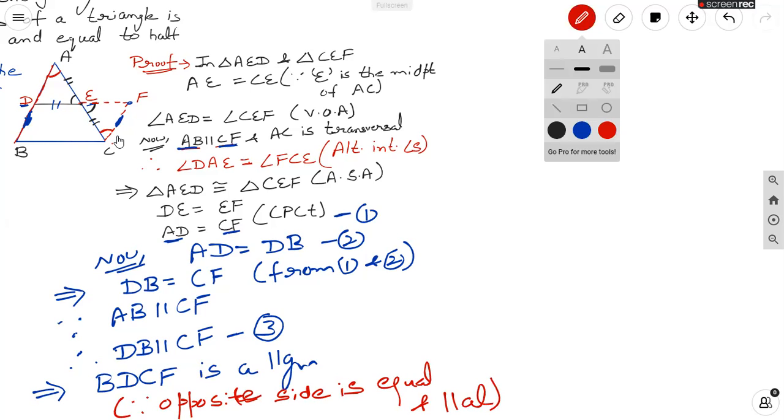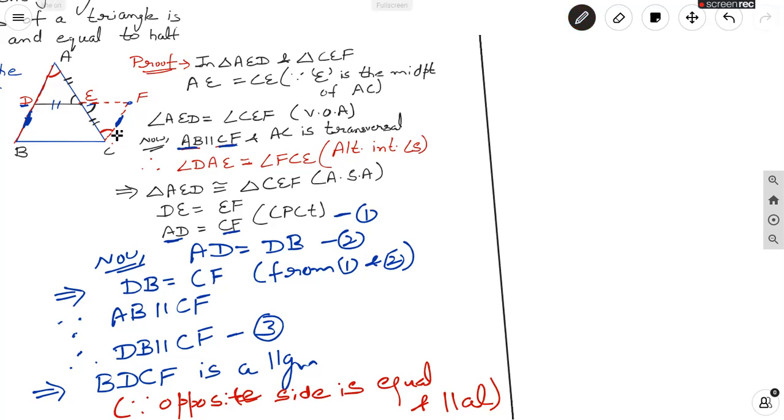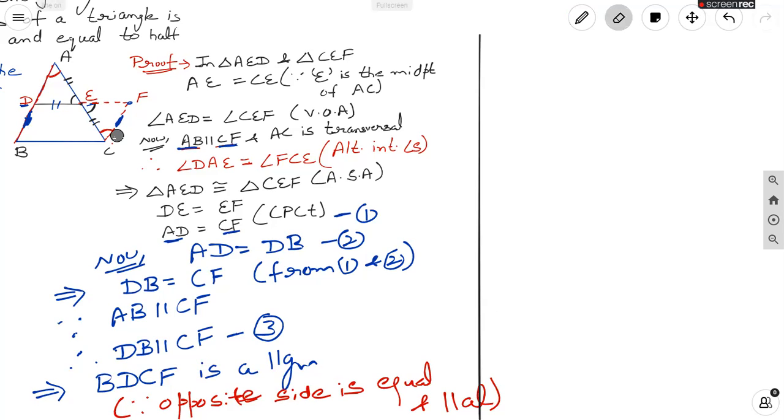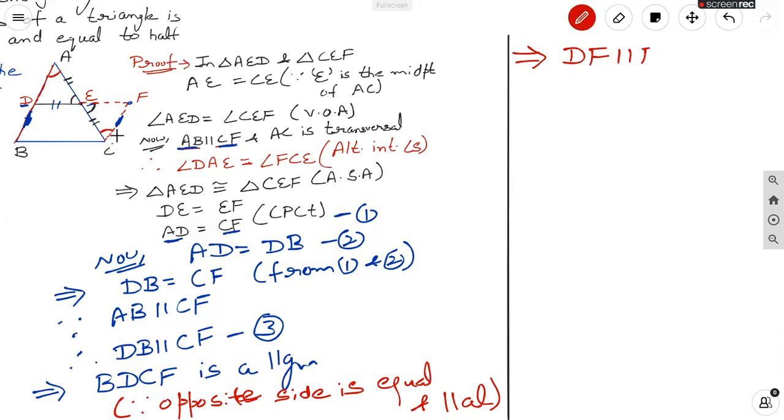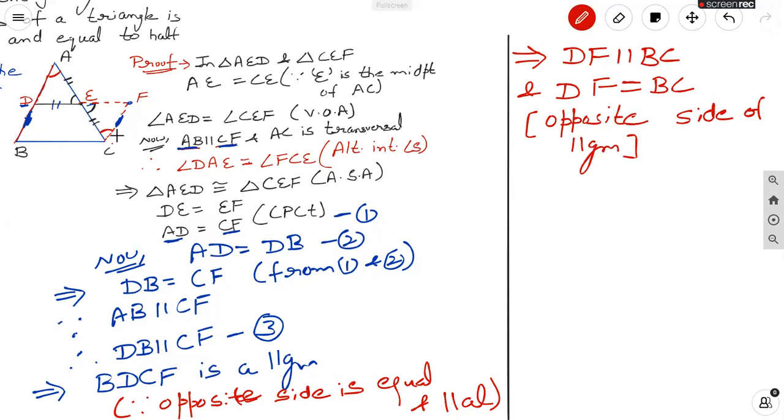And if it is a parallelogram, we can say that DF is parallel to BC, which implies DF is parallel to BC and DF is equal to BC. Why? Opposite sides of a parallelogram. Opposite side है तो parallel भी होगा और equal भी होगा, right?